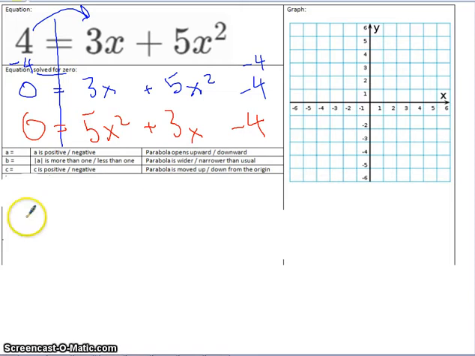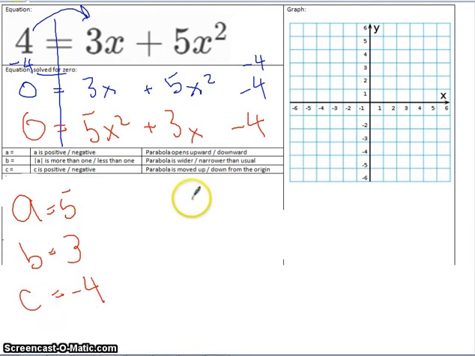So A is the number in front here, it's 5. B is in the middle, it's 3. And C is negative 4. And then in the equation, I'm going to evaluate, A is positive, so this is an upward facing parabola. It's more than 1, and that means this is going to be narrower than usual. And C is negative, so that means my parabola is going to be moved down from the origin.